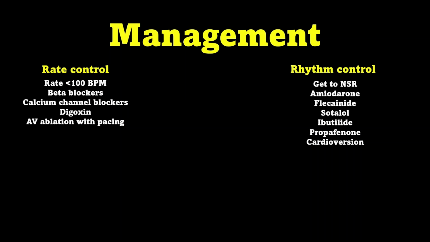And another one that is also used is electrical cardioversion. Essentially what you do is you make sure the patient does not have a clot. You can do a transesophageal echo or TEE, and you can make sure the patient does not have a clot inside the left atrial appendage. And you can sedate them, and then you can place pads on them and then electrically cardiovert them.